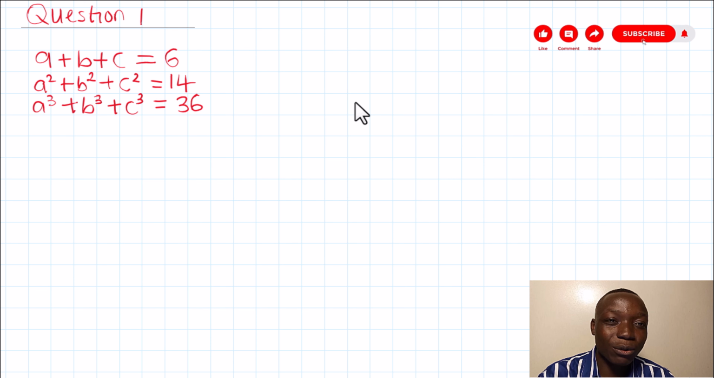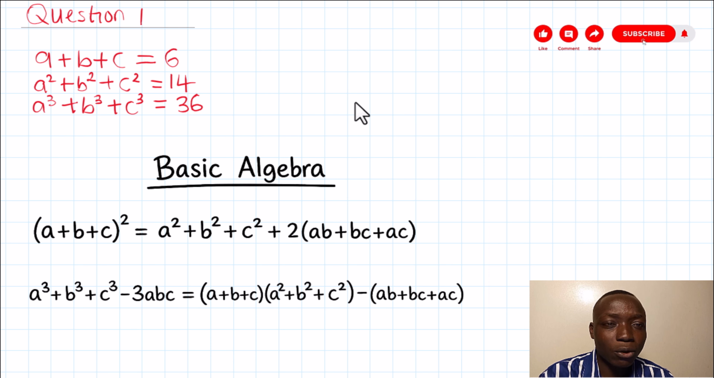To solve this question, we'll be using basic algebra. We'll be leveraging the concept of sum of roots, the sum of the product of roots taking two at a time, and the product of roots. So just come with me. I'll be showing you in the easiest way possible how to solve these kinds of questions.